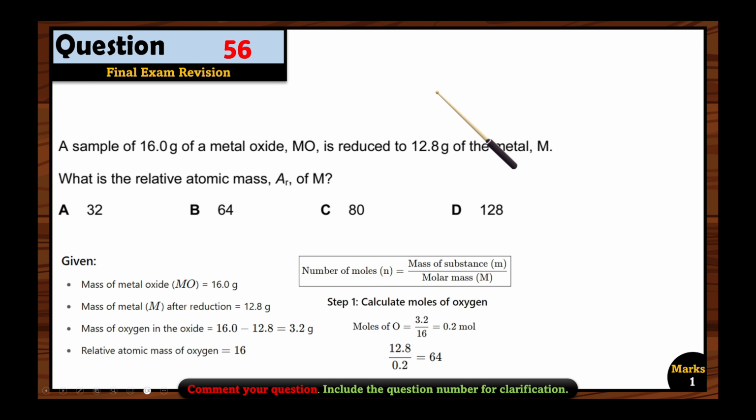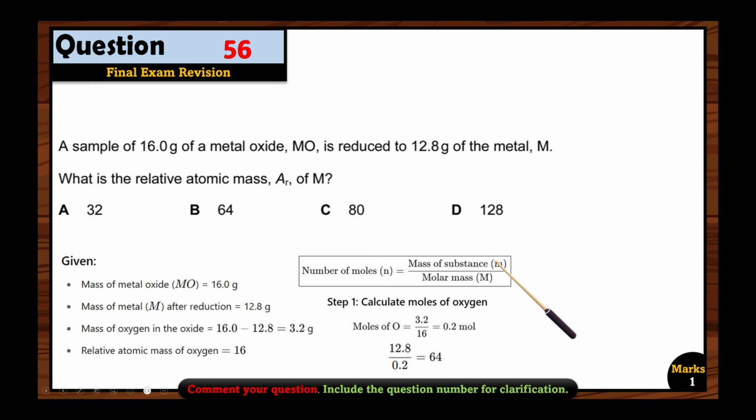Now let's come back to this metal oxide formula. If you see, one oxygen needs one metal, right? 1 mole of oxygen will need 1 mole of metal. So 0.2 will need how many moles of metal? Of course, 0.2. It will be equal. So it means now we know the number of moles of M is also 0.2.